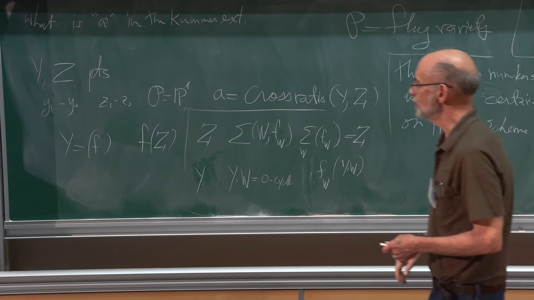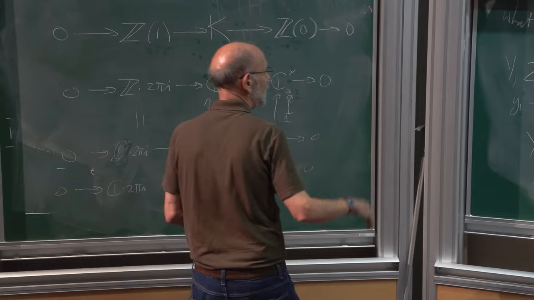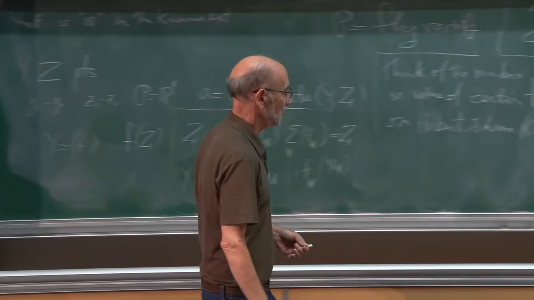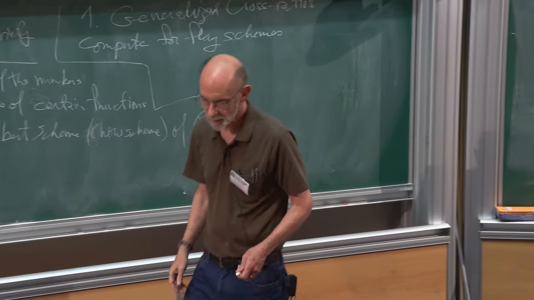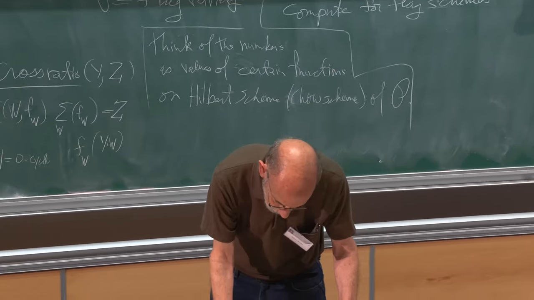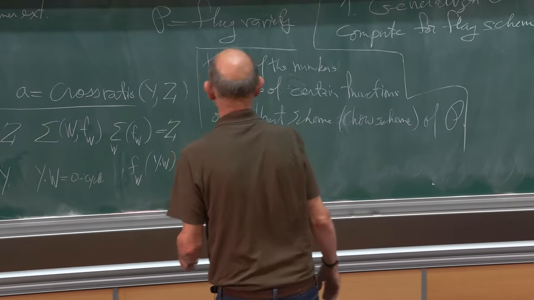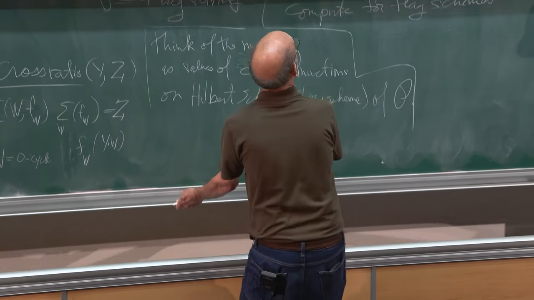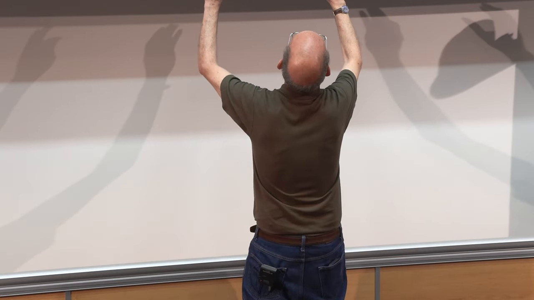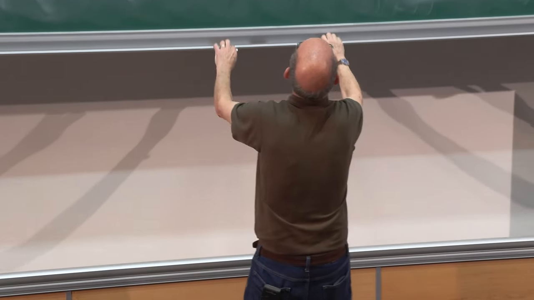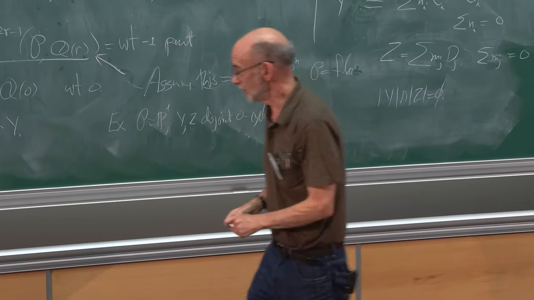Okay, let me move on to the second, because this is a problem in geometry. Now I want to talk about a problem in arithmetic, which let me remind myself how I was going to approach that. I mentioned, way up higher, the Gross-Zagier conjecture.